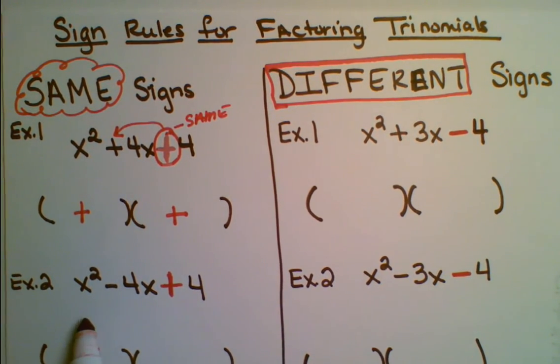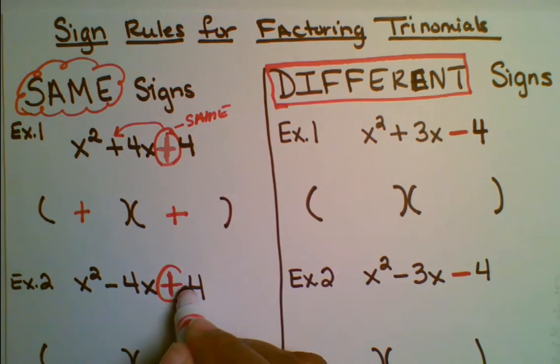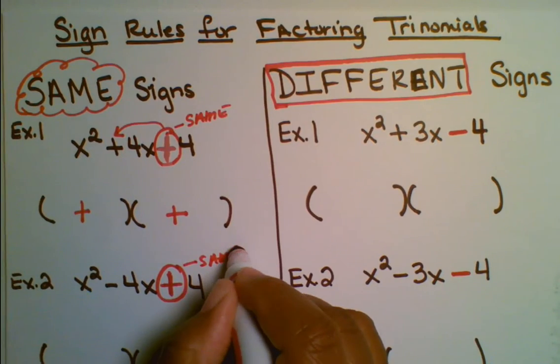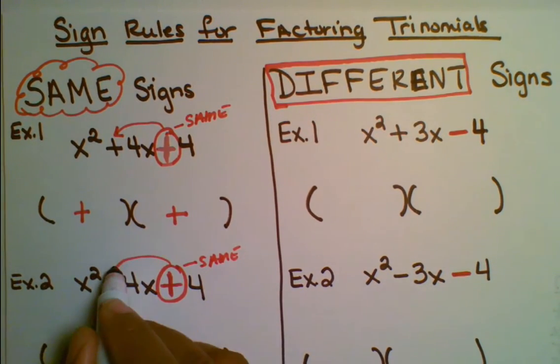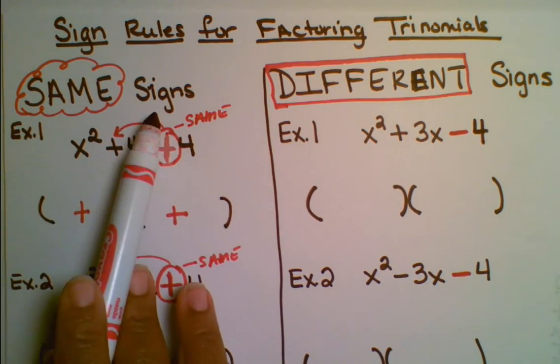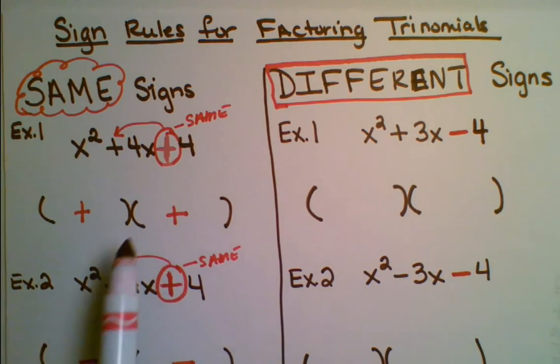Example 2, x squared minus 4x plus 4. Circle the sign of the last term. When the sign of the last term is positive, you're going to have the same signs. Same what? You have to use the sign of the middle term. So that's going to be two negatives. Same signs, factoring trinomials, use the middle case.